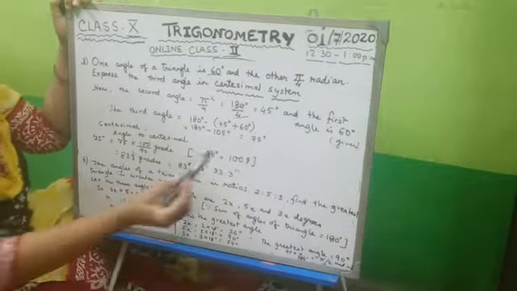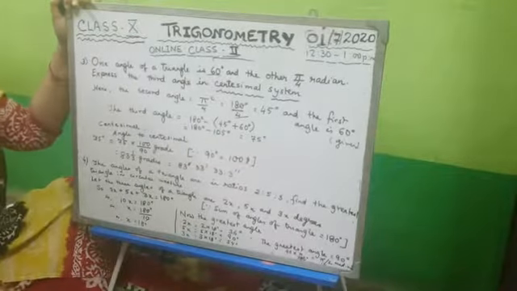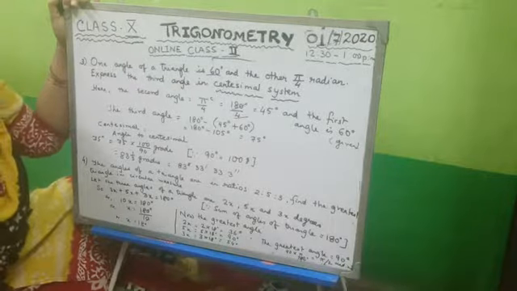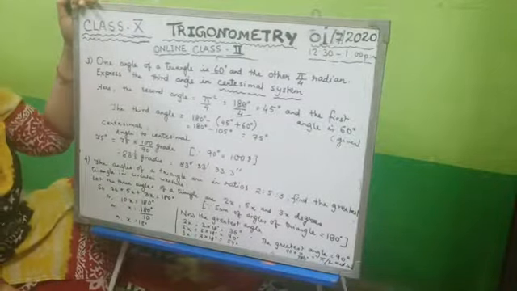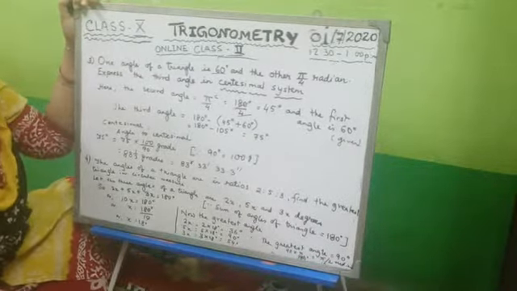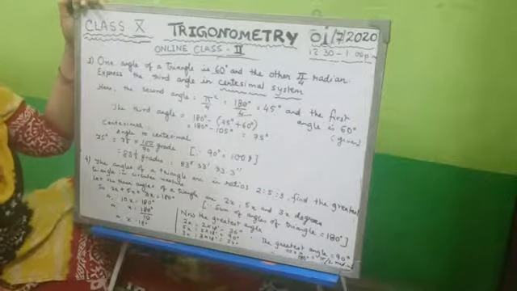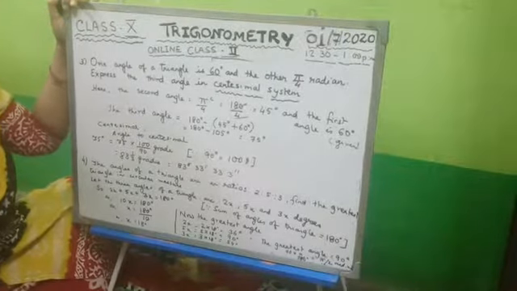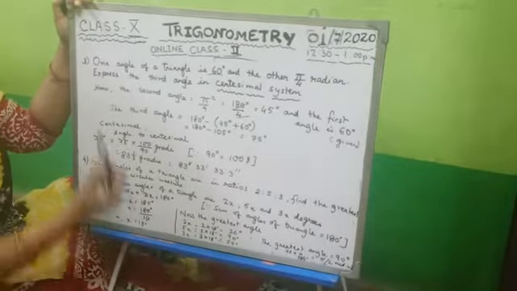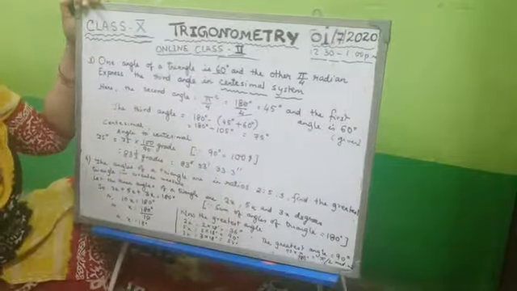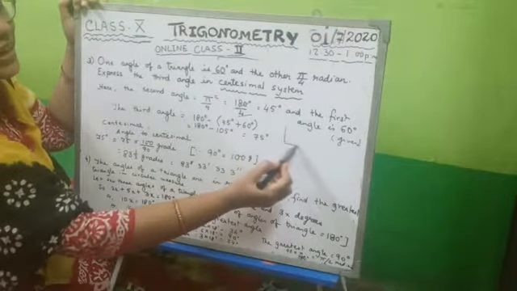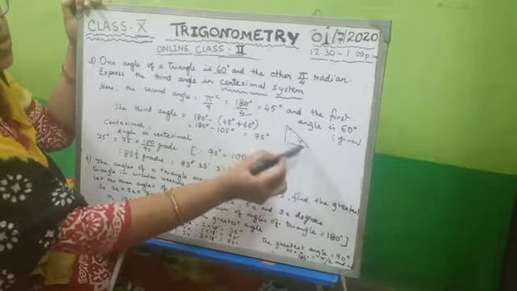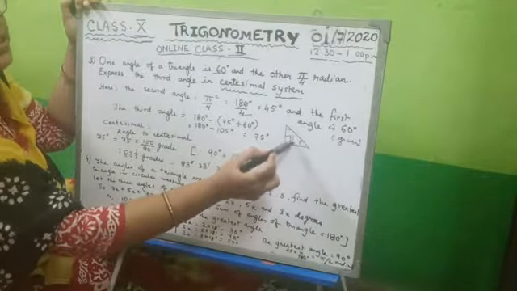Now the third angle. We know that the sum of the angles of a triangle is always equal to 180 degrees. You all know that? Since you are in class 10, by this time you should know that. So, two angles are known to me, and I have to find out the third angle.